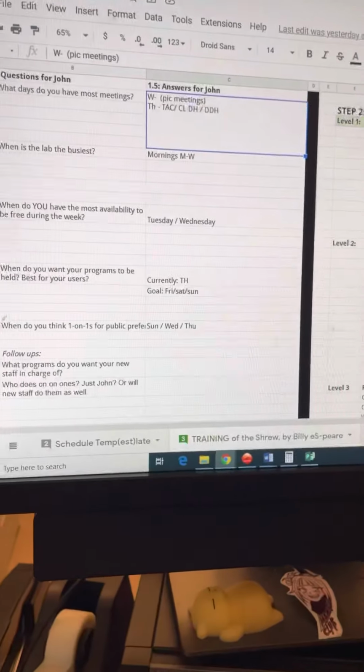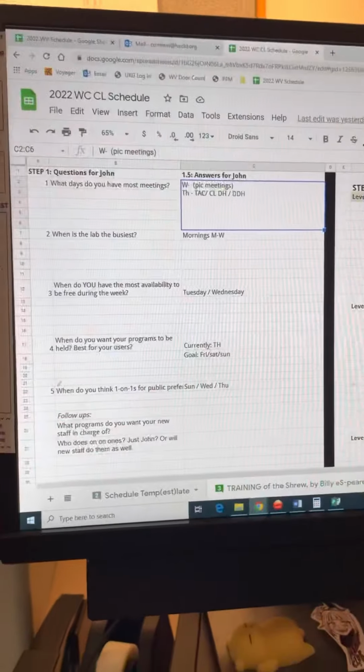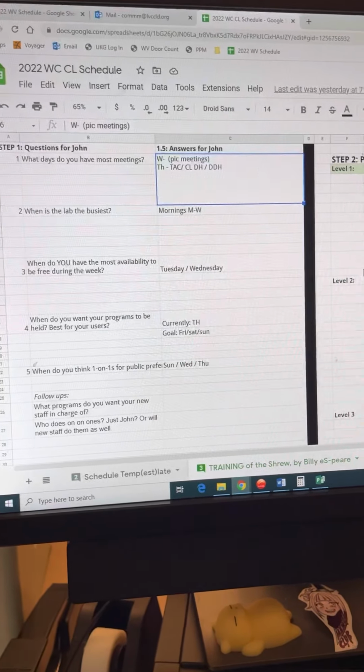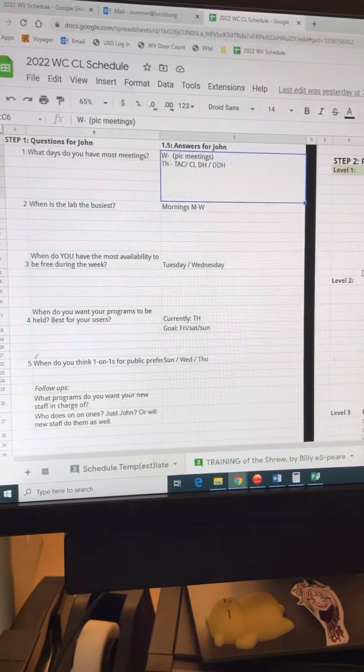Okay, so this thing, let me stabilize. Oh my god.